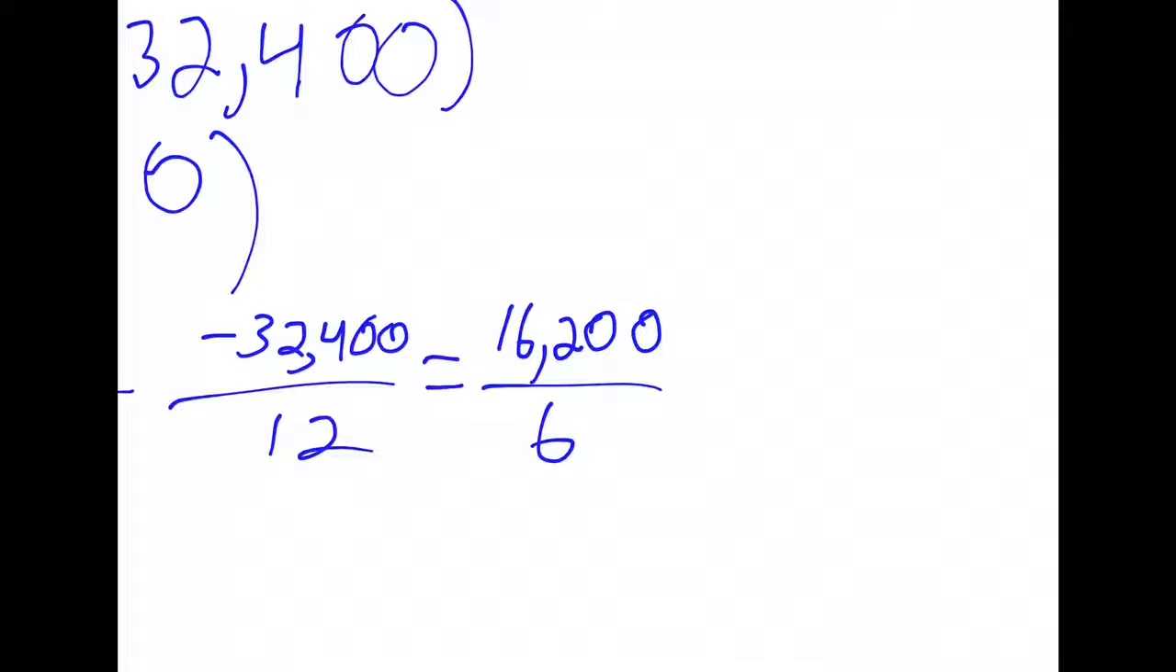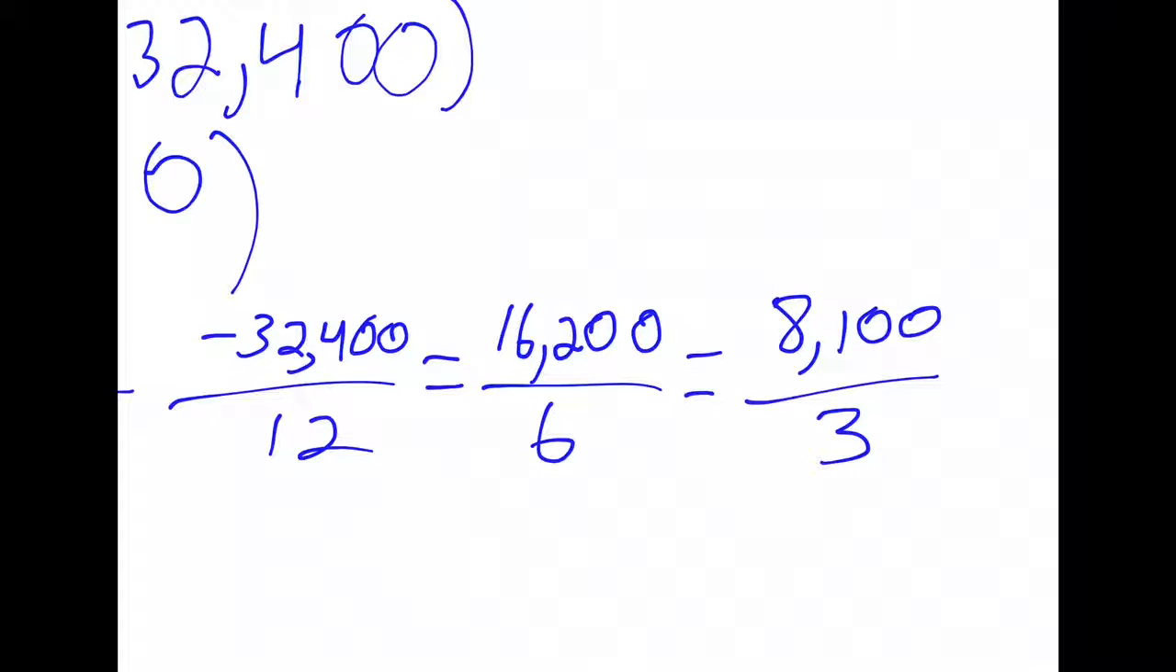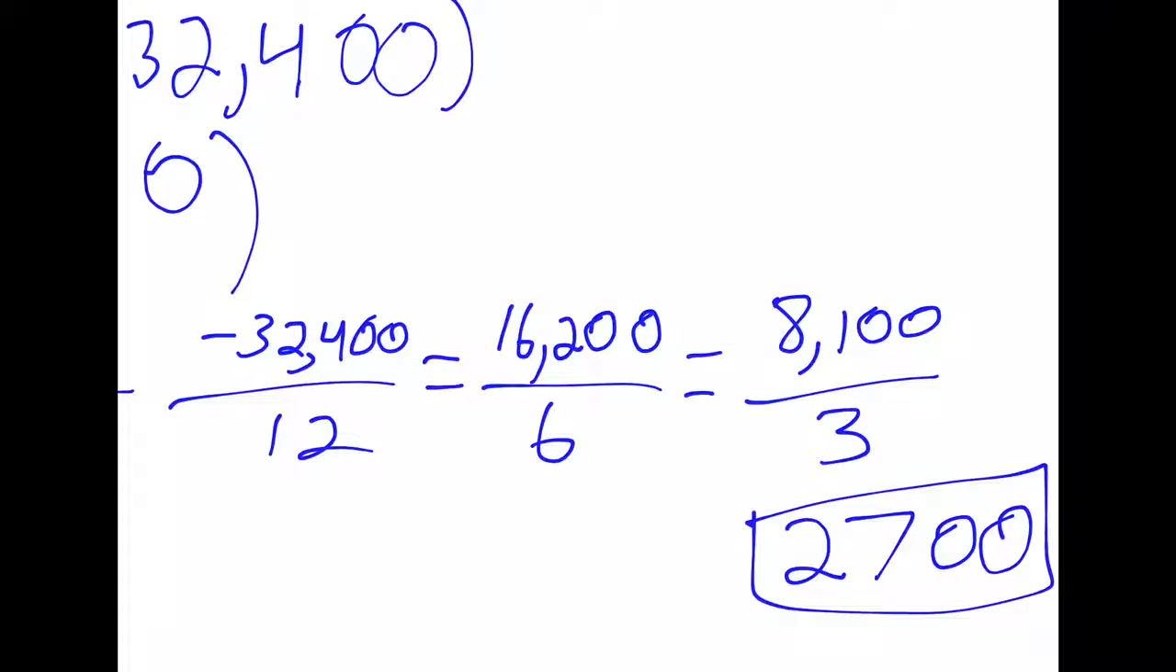I'm just taking half of 32 is 16 and half of 4 is 2. Half of 12 is 6. I can do the same thing again, and I get 8,100 divided by 3. Now you might remember that 81 is the same thing as 27 times 3. So I get that 27, and I have my two zeros. It's not the final answer though.